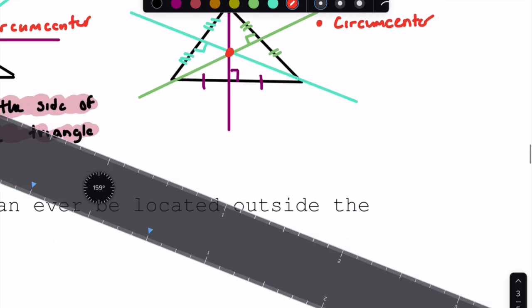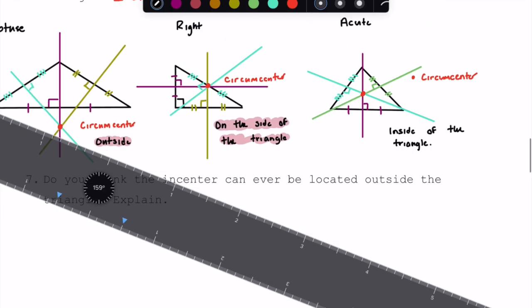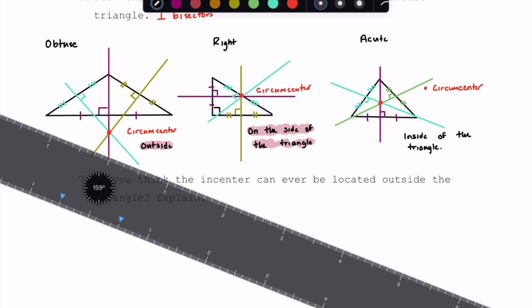And this is on the inside of the triangle. And so those are our three cases for the circumcenter.